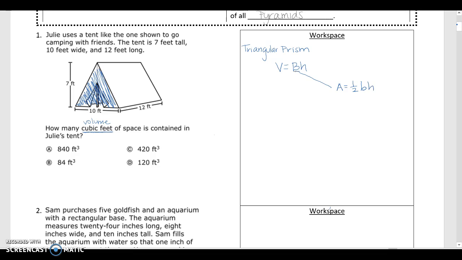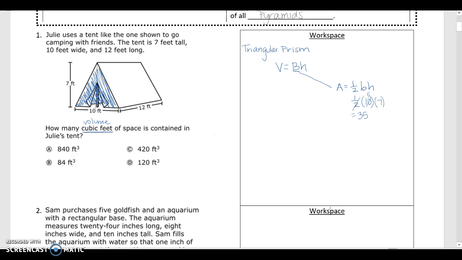Okay, so I'm going to plug in 1/2. And now I'm looking at my shaded portion only. The base of my triangle is 10. And the height at a 90-degree angle is 7 going down here. So 1/2 of 10 times 7. I see this is an even number, so I can easily take 1/2 of it. So 1/2 of 10 is 5. 5 times 7 is 35.